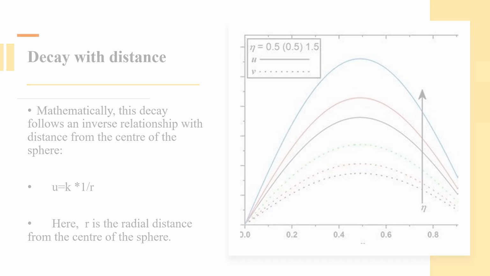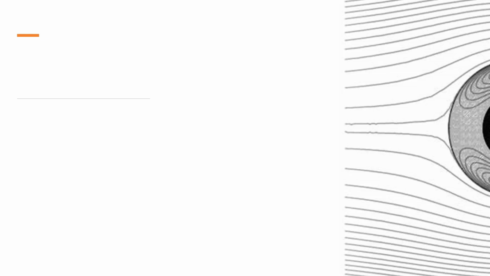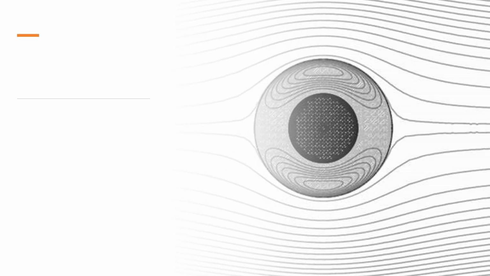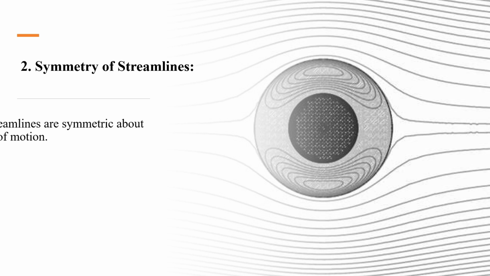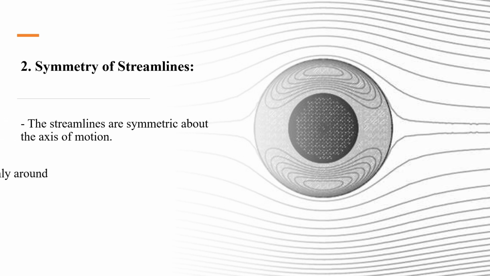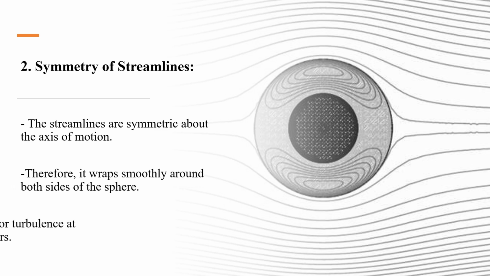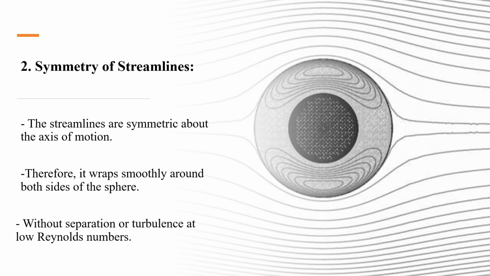Another fascinating aspect of creeping flow is that the streamlines, those invisible paths along which fluid flows, are symmetric around the sphere. This means the fluid flows smoothly around the sphere, creating an elegant, symmetric pattern without any chaotic movement. There's no turbulence, no swirls. It's like a peaceful, ordered dance.